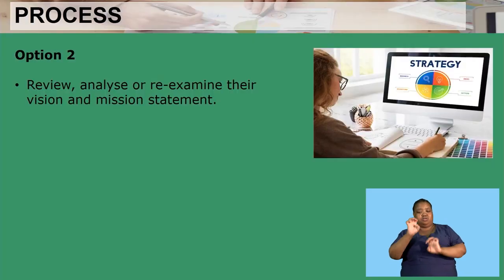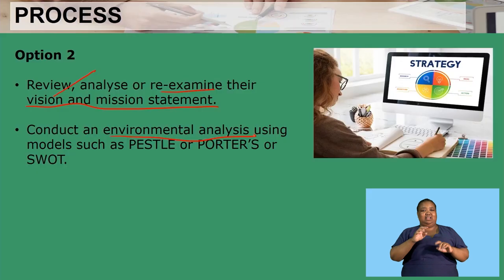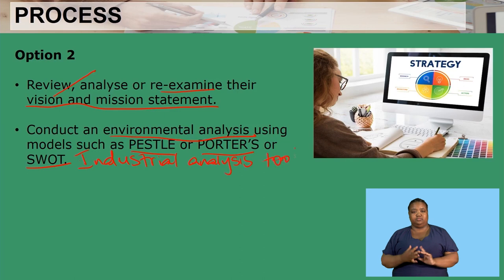Right, it says here review or analyze or re-examine what? The vision and the mission statement. Remember I said vision, it says what? To create the future. Speaking of the future. Mission statement, how are we going to get there? Right. Conduct an environmental analysis using models such as the PESTEL or SWOT. Remember, what is this? We call these the industrial analysis tools. Do not forget, analysis tools.